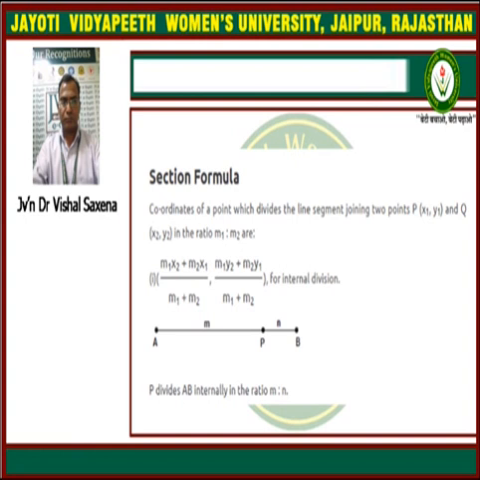So the coordinates of point P are given by (m1 x2 plus m2 x1 upon m1 plus m2, comma m1 y2 plus m2 y1 upon m1 plus m2). According to this formula, the ratio is taken as m1 is to m2 in place of m and n, and points A and B have the coordinates x1, y1 and x2, y2.